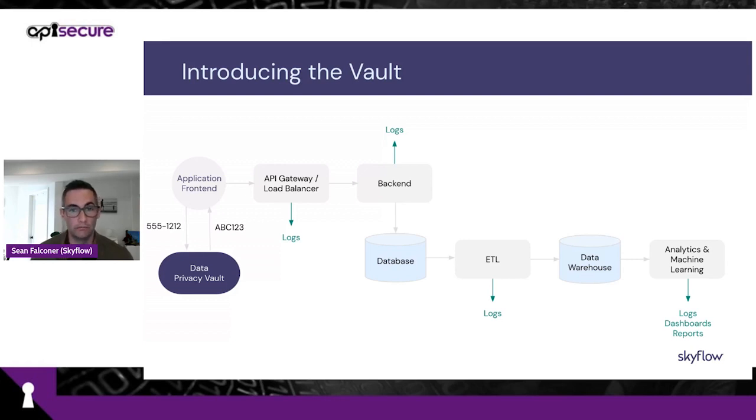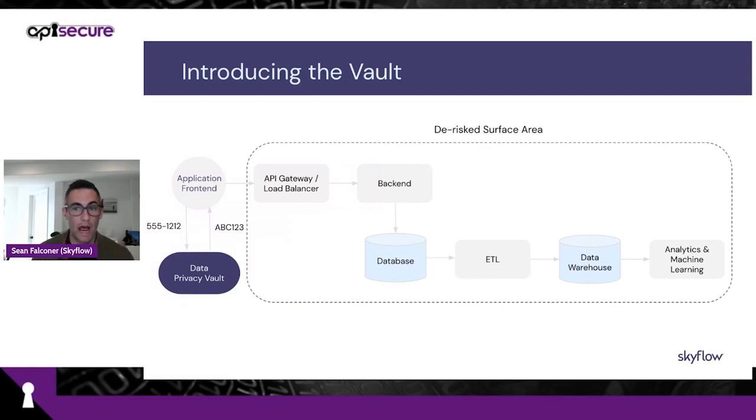And with the right level of access, you can essentially dereference those tokens back to the original values when you need to re-identify it. But in terms of your backend systems, you now de-risk this entire surface area because none of this surface area is directly touching any of the raw customer data.